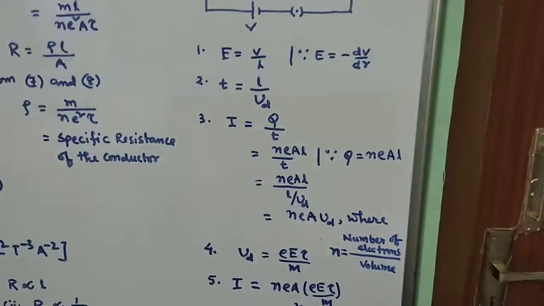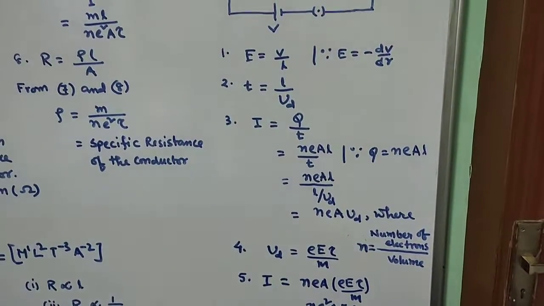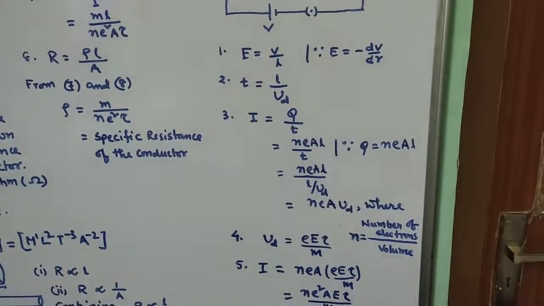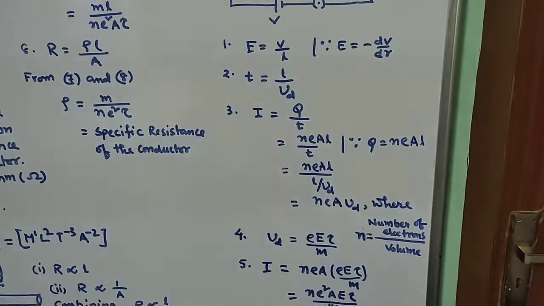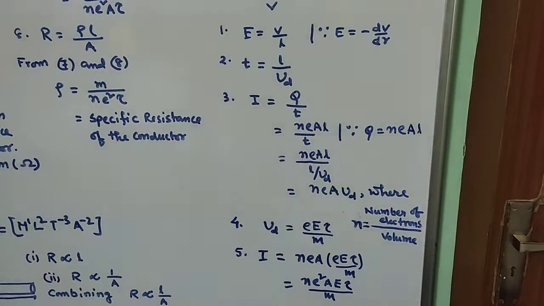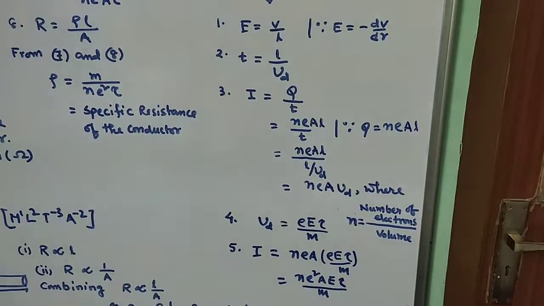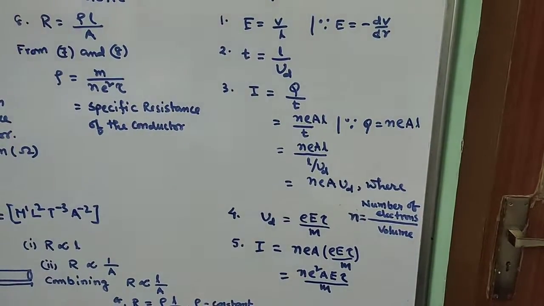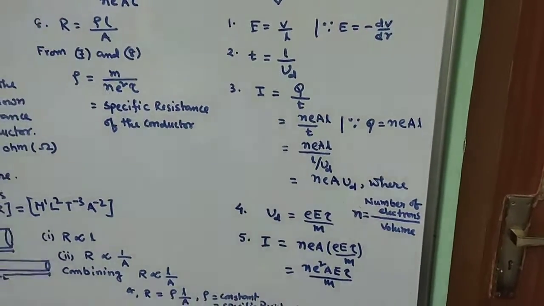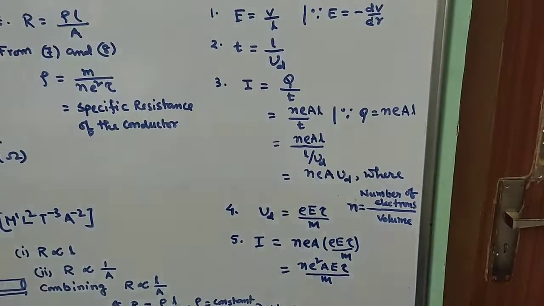Here n is the number of electrons per unit volume. You can further extend this expression by substituting the magnitude of the drift velocity. The drift velocity magnitude is eEτ by m; you can avoid the negative sign. Now if you substitute the drift velocity in the expression, you get neA, and in place of Vd, eEτ by m. So finally you get I equal to ne square AEτ by m. This is the expression obtained by substituting the drift velocity in expression 3.